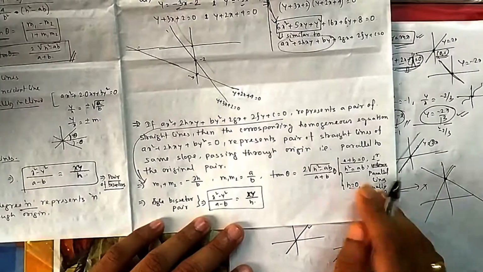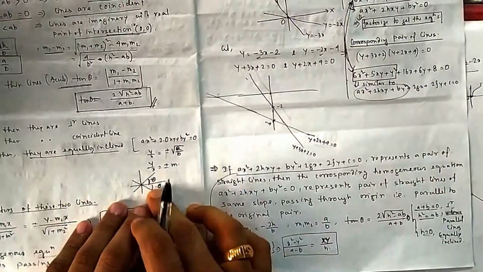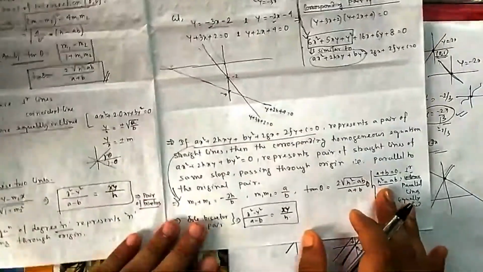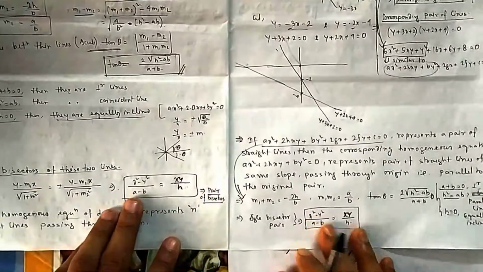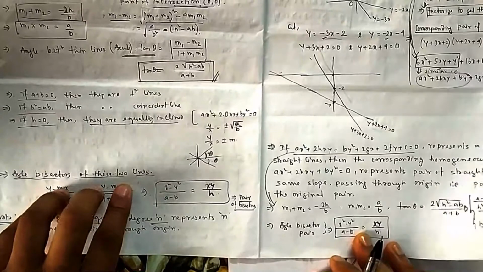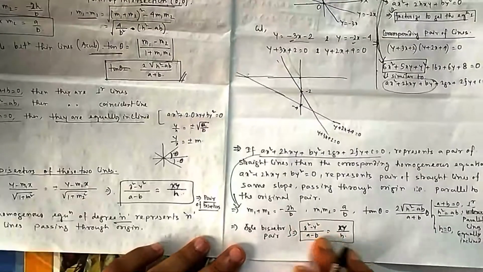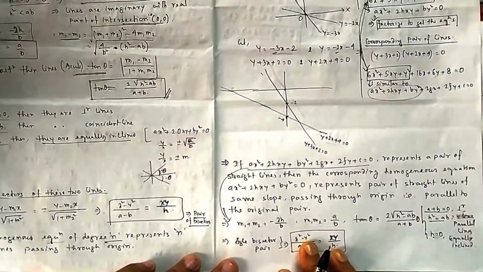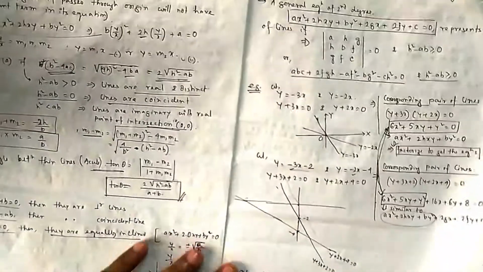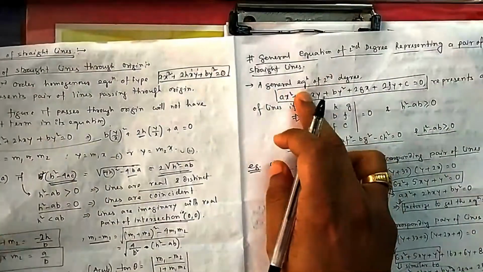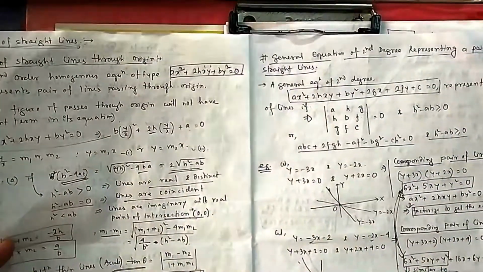And if h is equal to 0, that we have seen already, this will be equally inclined, theta minus theta on both sides. What is the formula for the angle bisector? It remains the same because m1 m2 remains the same. From this homogeneous portion only you will get m1 m2. So the angle bisector formula also remains the same. So if you take care of the homogeneous part, then you will get the idea of the slopes also.